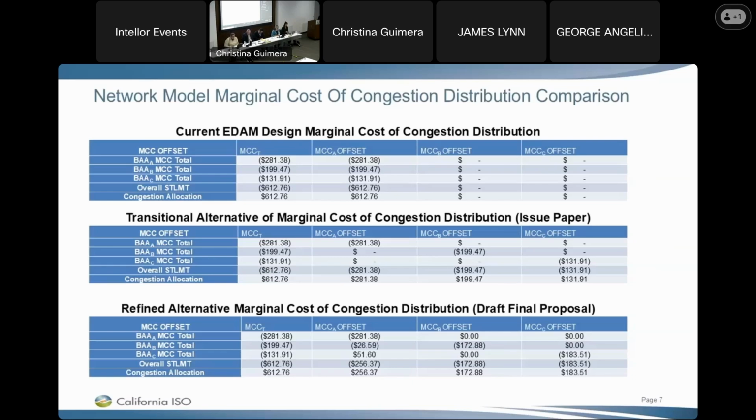Mm-hmm. So you would basically be charged the congestion. Correct. Yeah. Okay. Thank you.